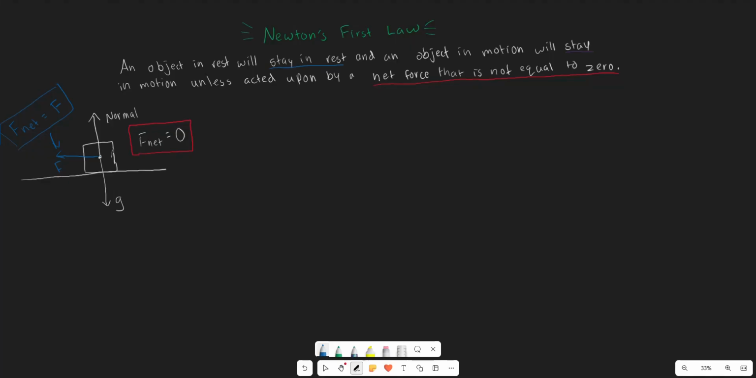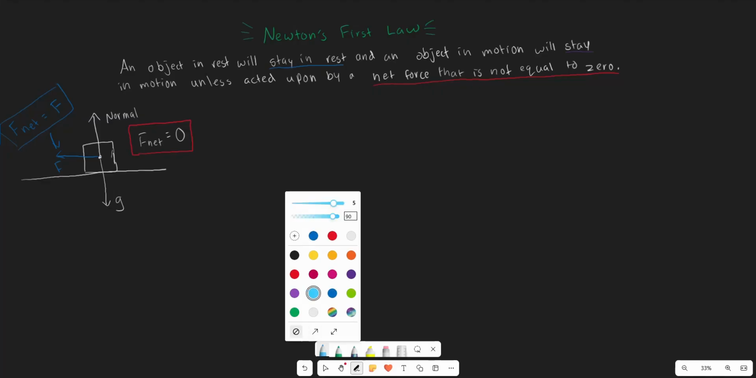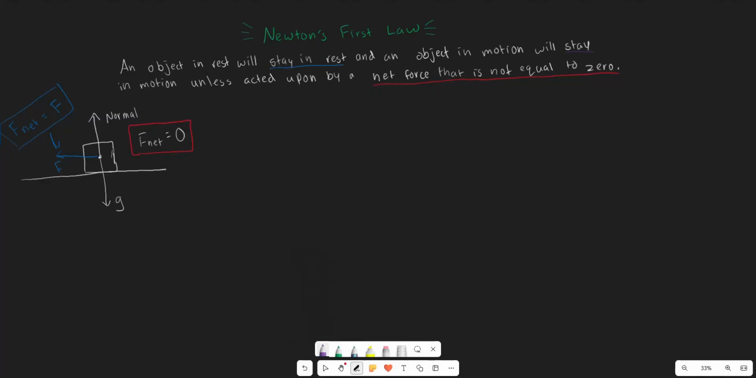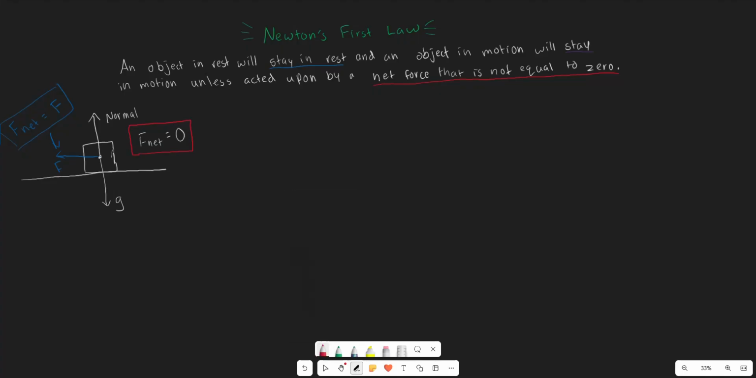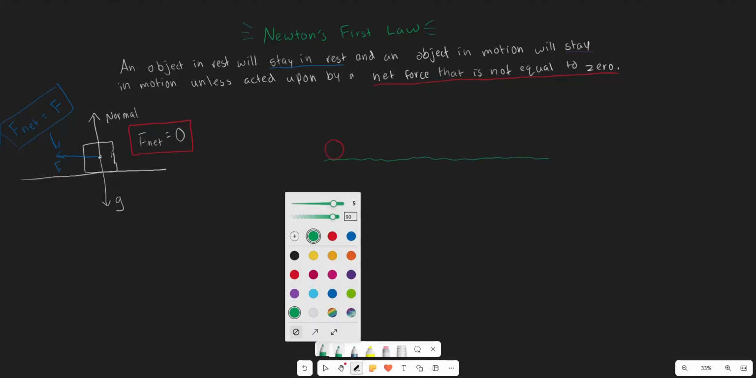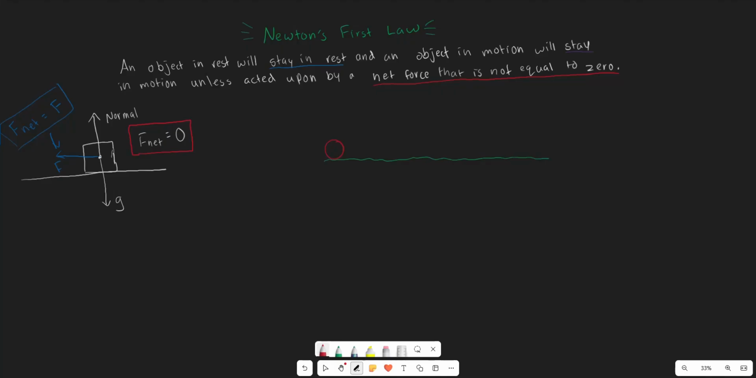And now let's see the case of an object in motion will stay in motion unless acted on by a net force that's not equal to 0. So let's say that we have a soccer ball on some grass. It's on the grassy surface. There's some bumps. You have the grass blades and stuff. And a player kicks the ball with a force F.